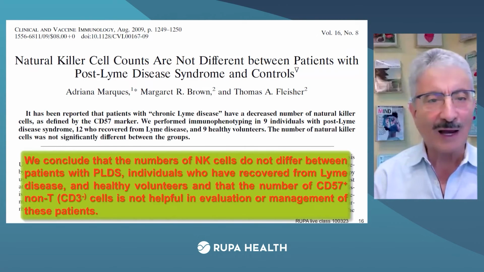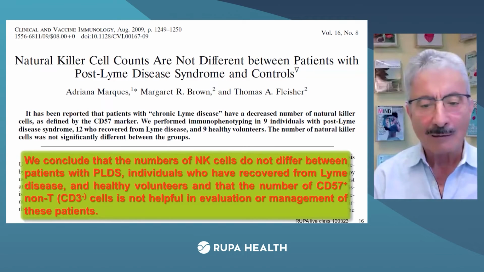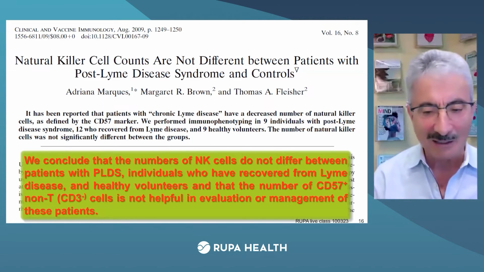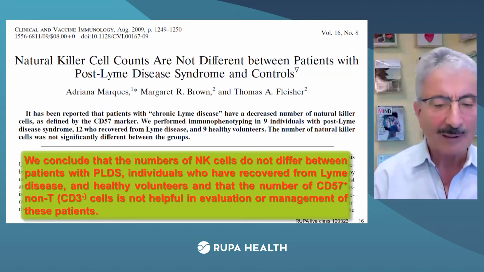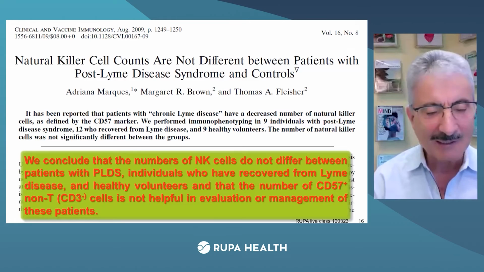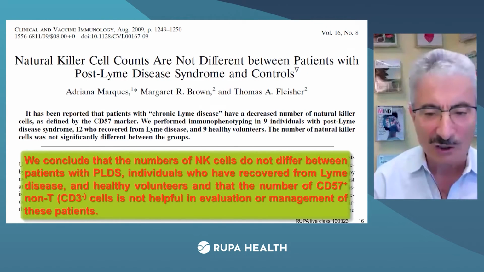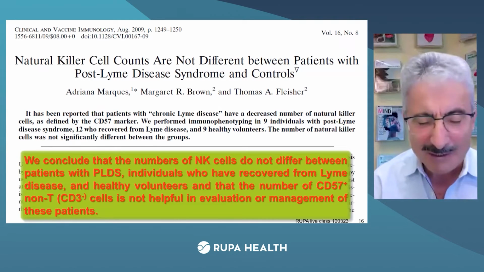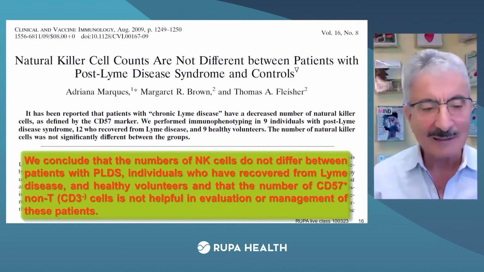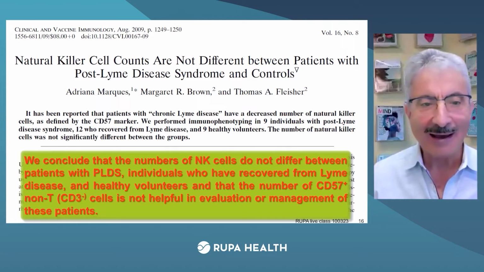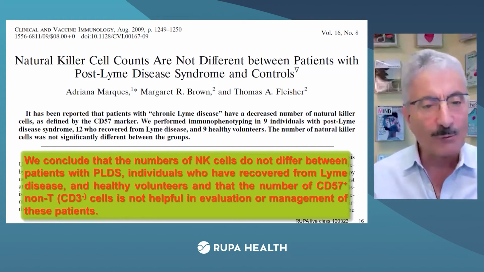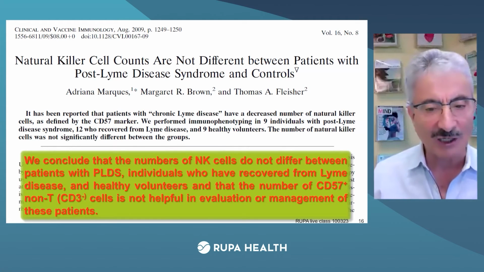But in 2009, fortunately, someone did studies and found that there is no relationship between CD57 and Lyme disease. Yes, there is a relationship between CD57 low or high CD57 positive cells with pathogens and release of the antigens. And Lyme could be one of the thousands and thousands of pathogens.